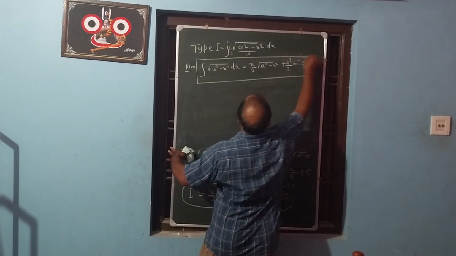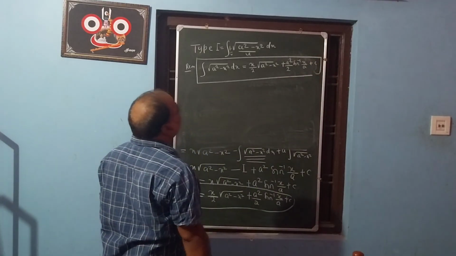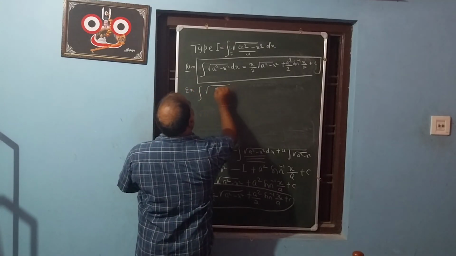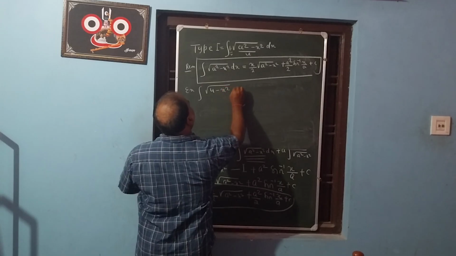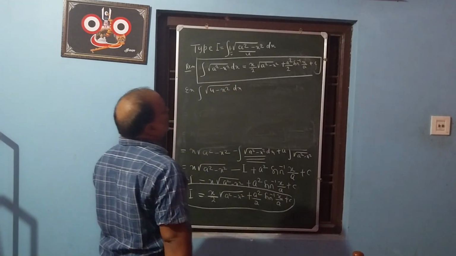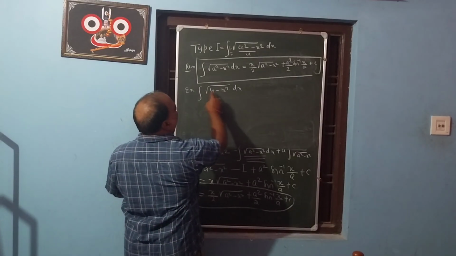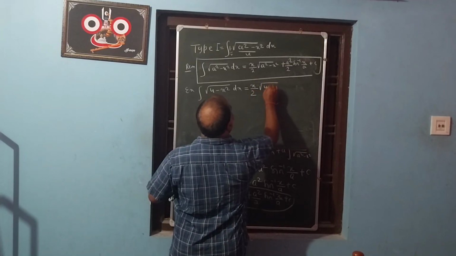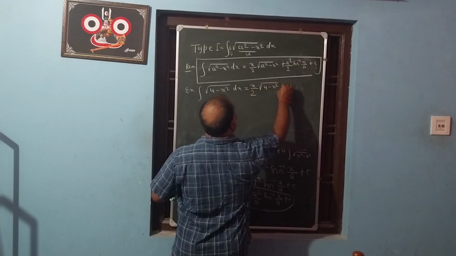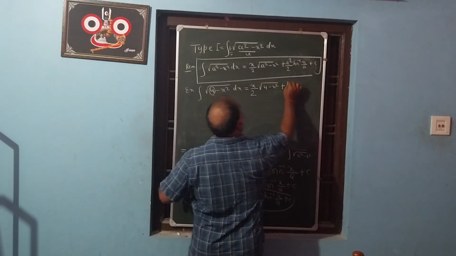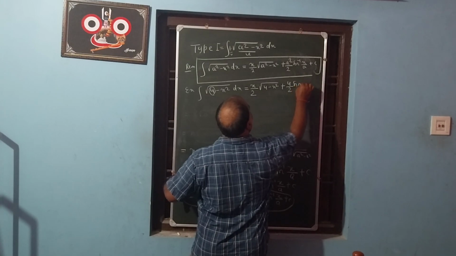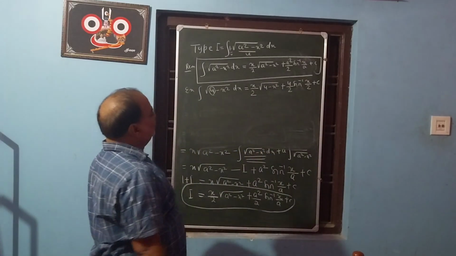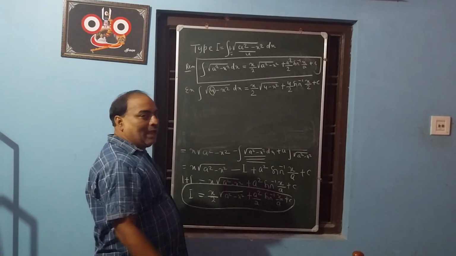Now using this formula, how can you work out some problems? Write down one example. Integration of root over 4 minus x square dx. Here a square means 4, so the formula is applied directly. It is x by 2 root over 4 minus x square plus a square by 2, a square is 4, so 4 by 2 sine inverse x by 2 plus c. So this is the answer.